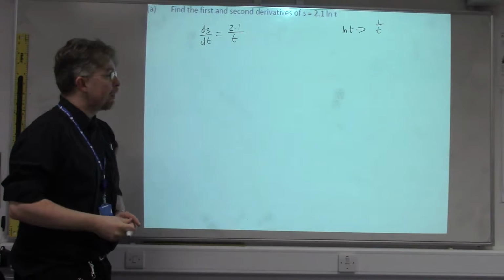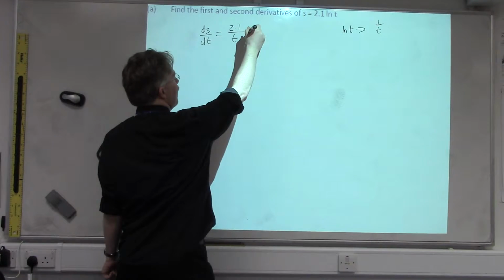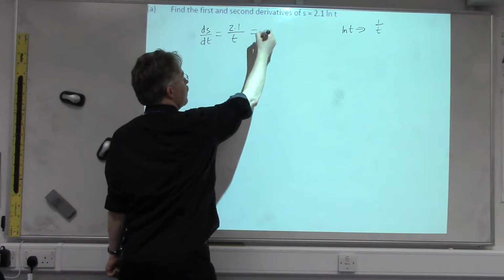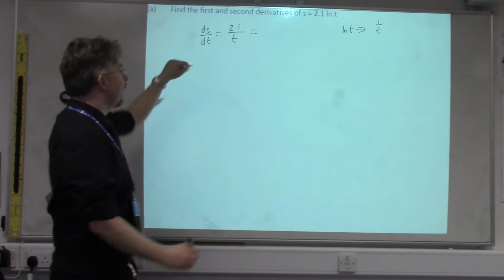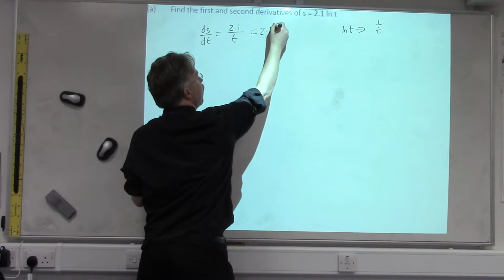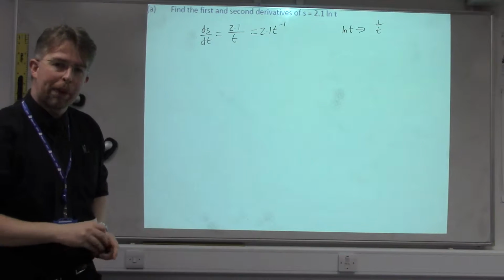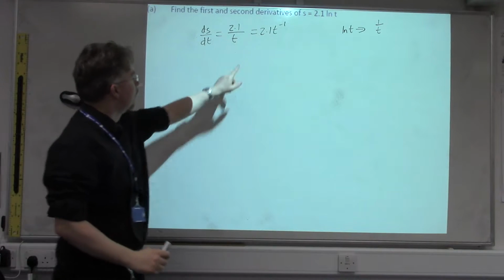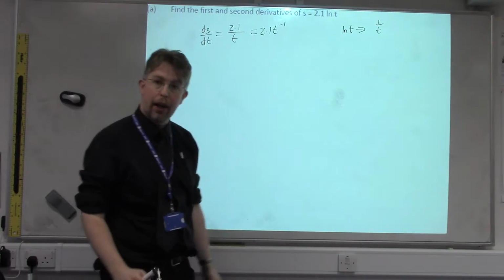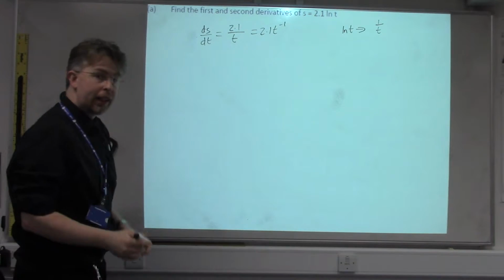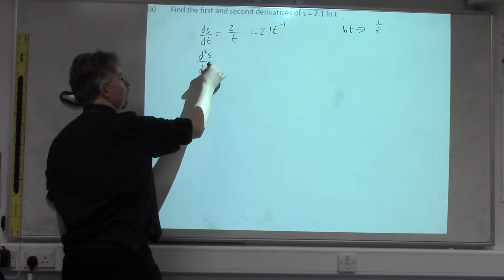Then we need the second derivative, so we need to differentiate again. We have to rewrite this in a different form to be able to differentiate it. So basically 2.1 over t is the same as 2.1 times t to the power of minus 1. We're applying the law of indices there: divided by t is the same as times by t to the power of minus 1. Then we need to differentiate again to get the second derivative.